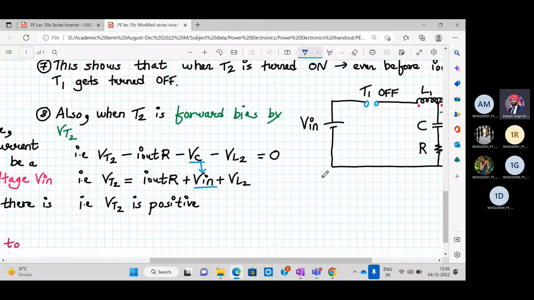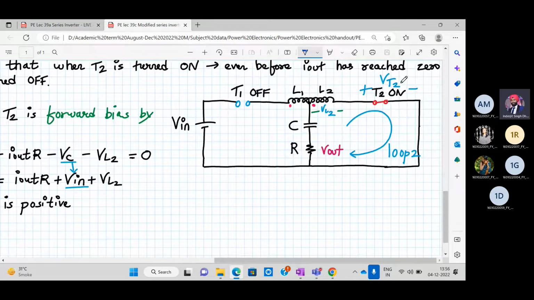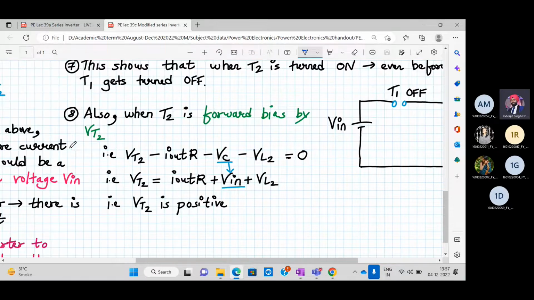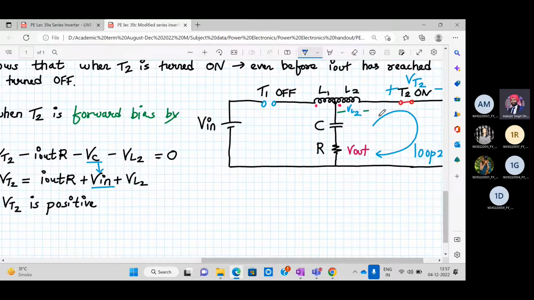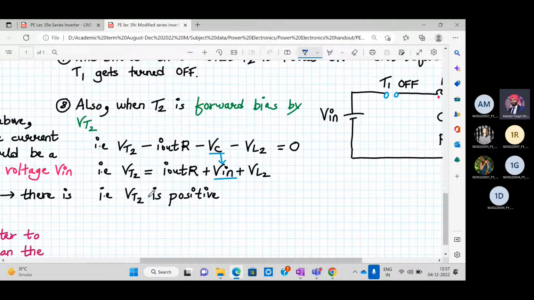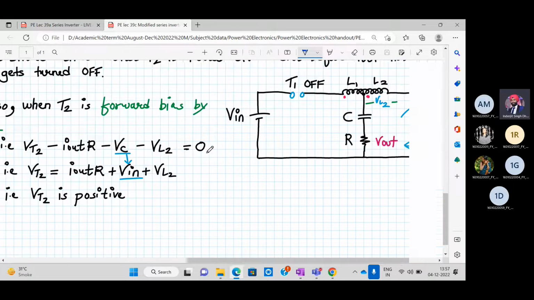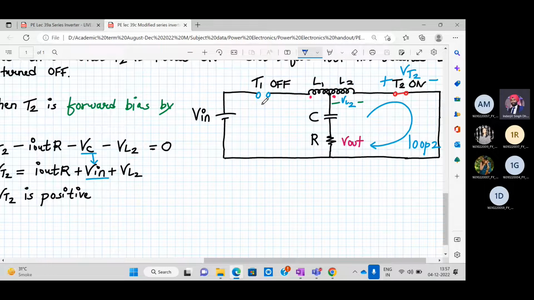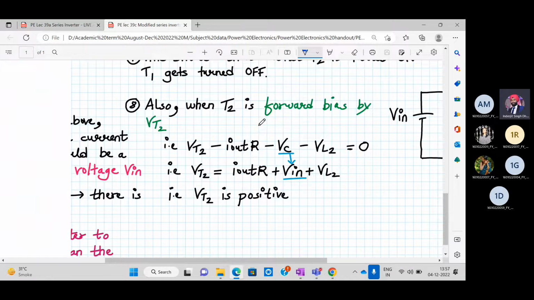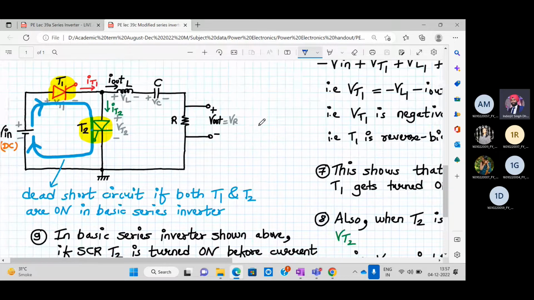Alright. Now, this T2 which is on is also forward biased by VT2 voltage. Now you can apply the KVL in loop 2 and find out that VT2 is positive. That means VT2 is in the forward conducting mode also. That means you can apply the trigger pulse at any instant of time, even without waiting for the I out to become 0 when T1 is on. As soon as your T2 is on, your T1 will be off automatically.